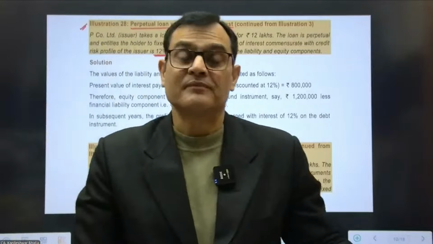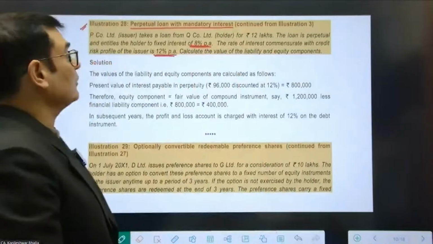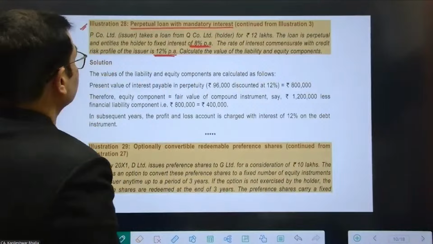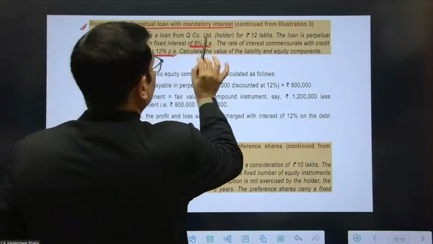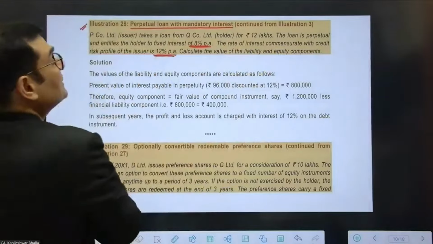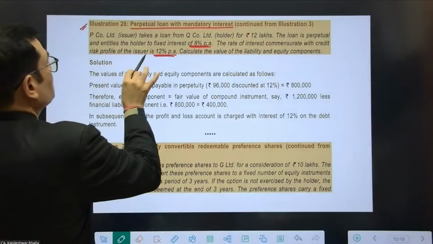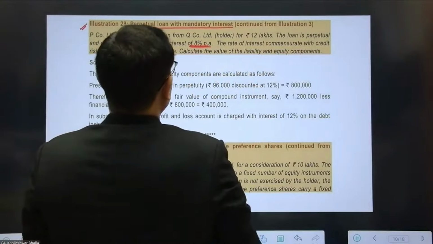Clear. Wonderful indeed. Okay, so let's come back to the first case. This is my first case. It says P issues and takes a loan of 12 lakhs. The proceeds are 12 lakh. The loan is perpetual and the holder takes a fixed interest of 8%.